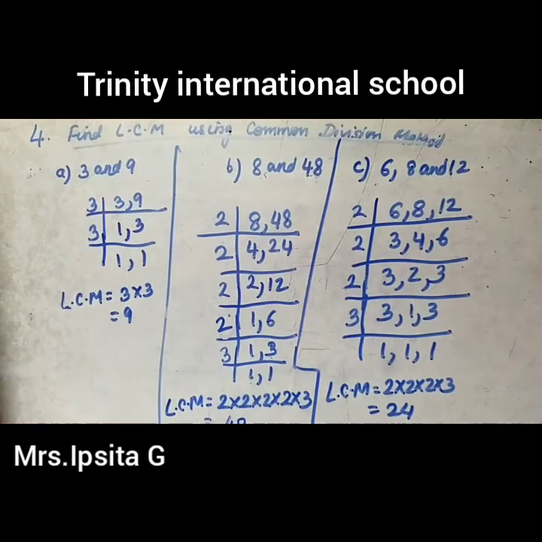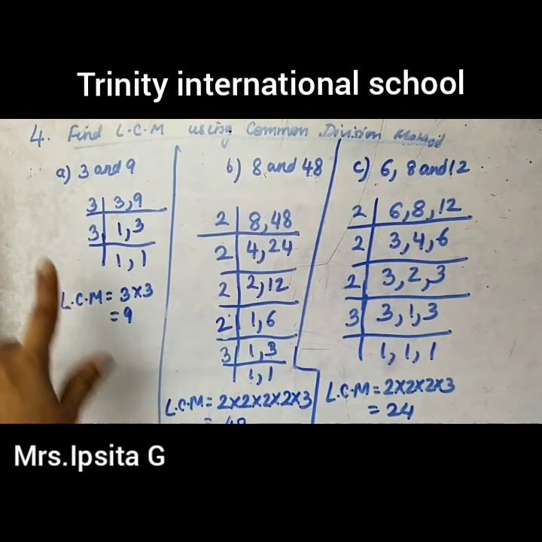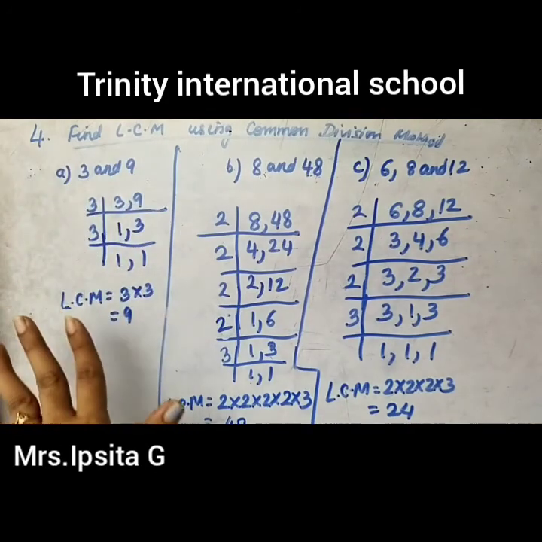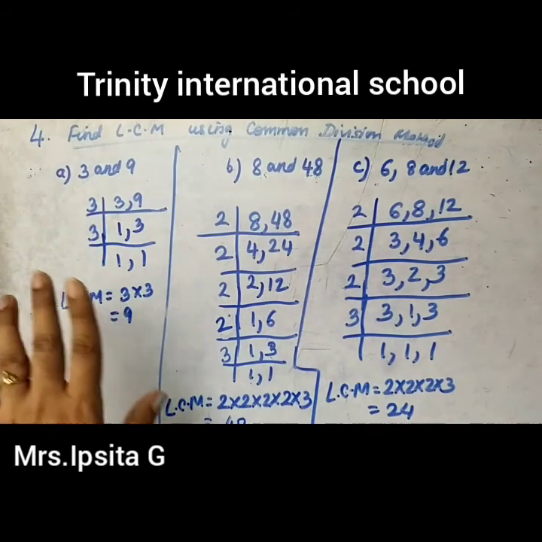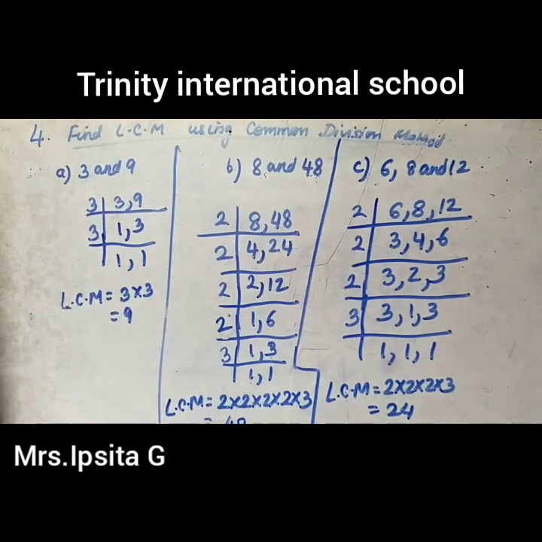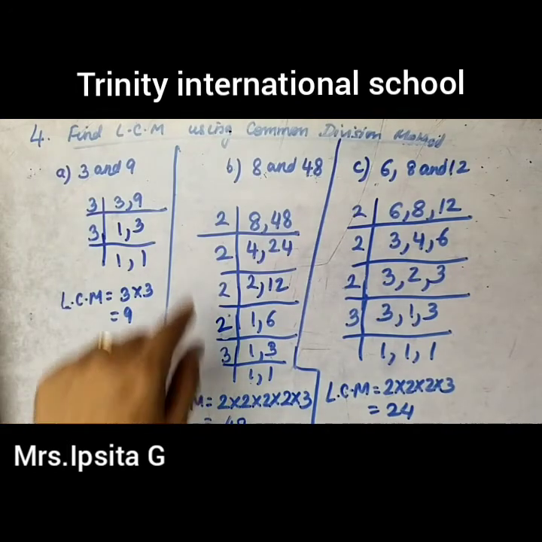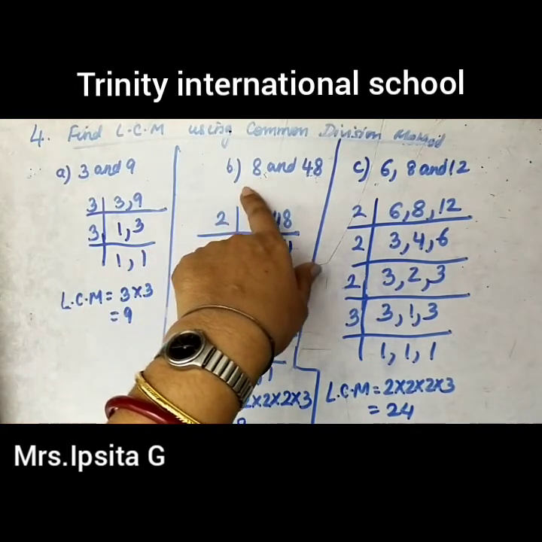So listing method में जिस तरह से आपने निकाला था, ये लिस्टिंग मेथड में भी आप यदि इन दोनों नंबर्स के फैक्टर्स लेके निकालोगे तो भी आपको LCM 9 मिलेगा, और यहाँ भी ये मेथड से करेंगे तो भी आपको सेम रिजल्ट मिलेगा. Okay, now go for 8 and 48.